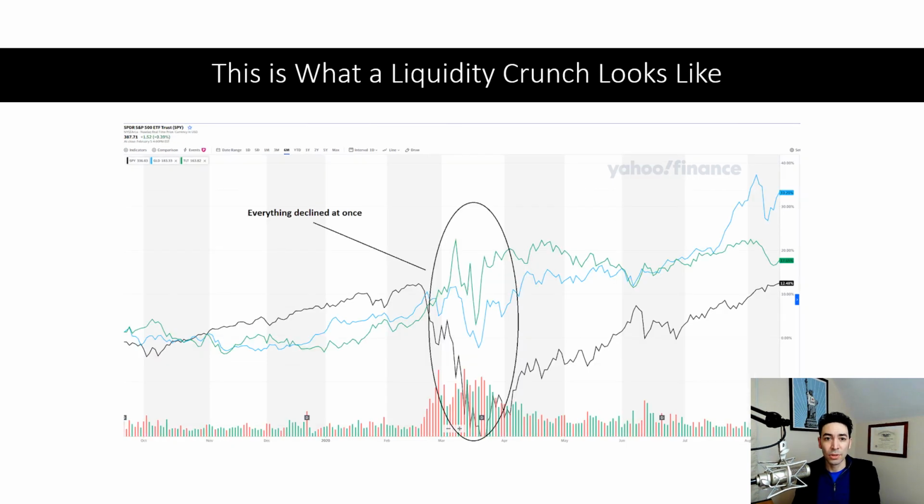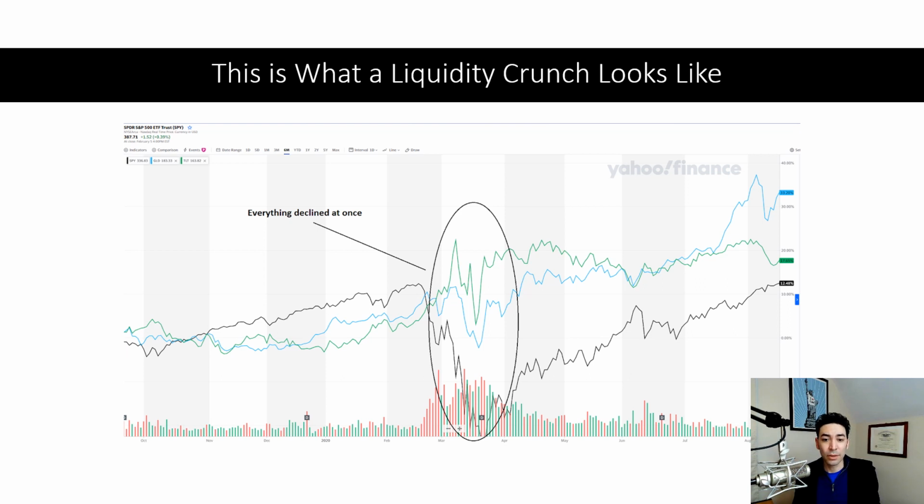That's the problem. When the basic conditions for the economy go, everything goes. And just to show you, this is what a liquidity crunch looks like. What you have in the black there is the SPY, in the blue is gold, and the green there is the TLT, that is 20-year treasuries. Technically, those shouldn't all go down together, but they did.